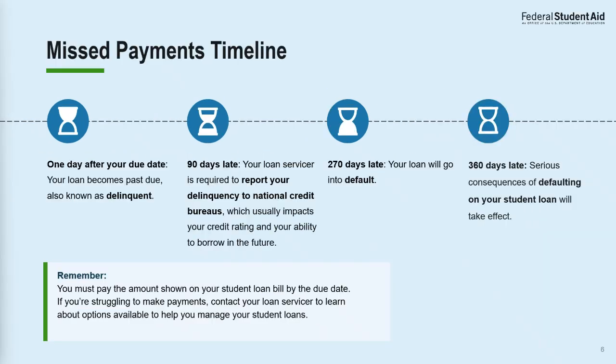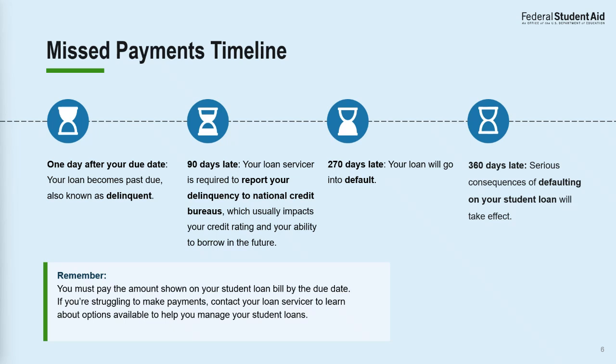So I want you to think of this as 4 phases of missed payments. The first phase happens after 1 day that you have missed the due date of your monthly payment. Your due date is different and it's all going to be based on when you've taken out your loan. So please look at your loan servicer bill, or you can go to StudentAid.gov and look on your dashboard so you can see all information about when your due date is.